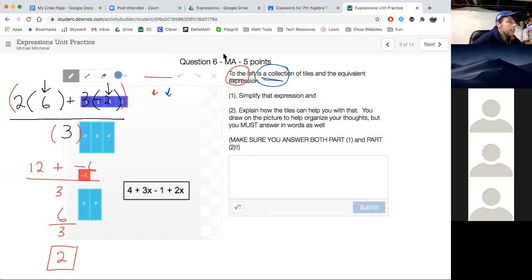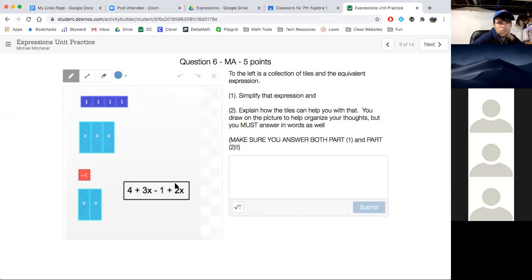All right, I keep being wrong about this. I thought this was shorter than this, but we're going to keep going. So here we have another mathematical accuracy question. We have some algebra tiles. Remember, we did a good amount of work with algebra tiles. We need to simplify this expression and explain how the algebra tiles make this happen.